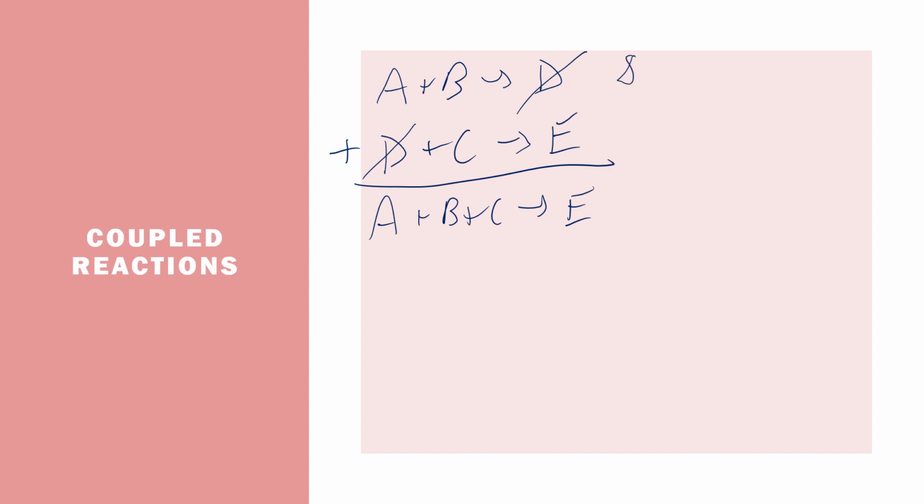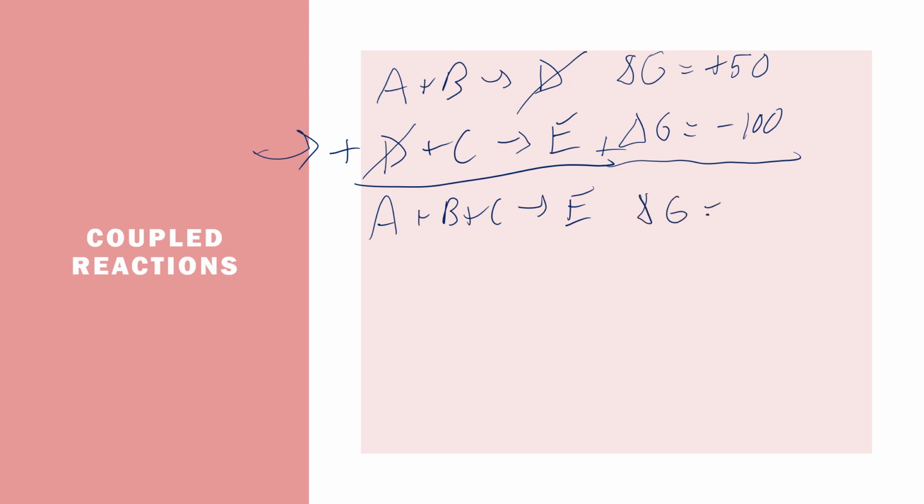So maybe the delta G for this reaction is positive 50, and the delta G for this other reaction is negative 100. So the second reaction is already thermodynamically favorable. We have a negative delta G, but the first reaction is not. We can get the first reaction to happen by coupling it with the second reaction. And when you add those two reactions together, you can also add their values of delta G. And so overall, the delta G would be negative 50, which is thermodynamically favorable because it's negative. So that's kind of the rationale of coupling some reactions together.